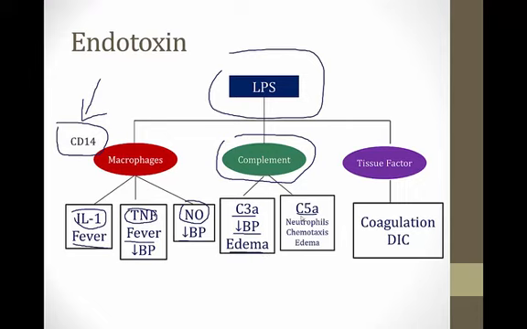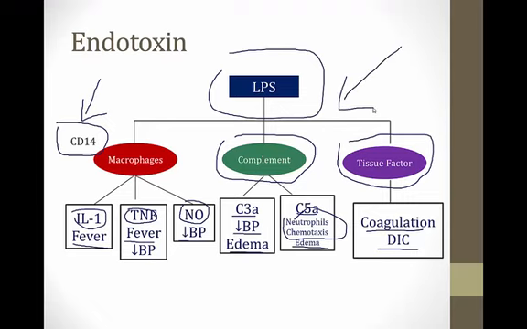C5a is also an anaphylatoxin, and it can draw in neutrophils by chemotaxis, and it can also cause edema. And then finally, endotoxin has been shown to directly activate tissue factor, and this can lead to coagulation problems and disseminated intravascular coagulation. So make sure you understand this very important tie-in between bacterial infections, endotoxin, and immunology.